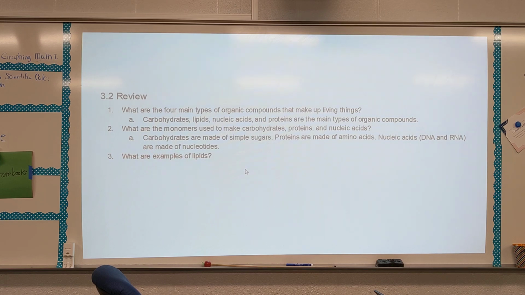All right, what are examples of lipids? Okay, fats, oils, waxes are all lipids. Olive oil, vegetable oil, lard. Yeah, but it makes fried food taste so good. Examples of proteins are muscle fibers, enzymes, antibodies.